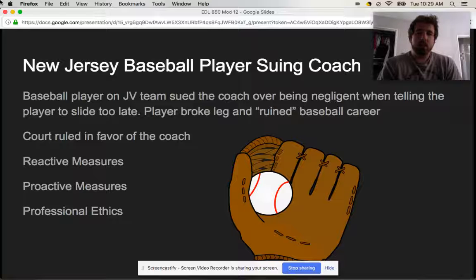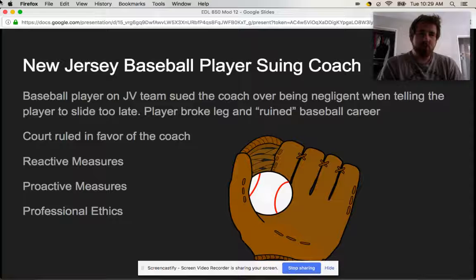The court did rule in favor of the coach after a long process, but essentially they were trying to figure out, was the coach being negligent? Was he not paying attention well enough at the game and then made a poor decision? As far as reactive measures, I think the same things would happen in my school that happened in this case: a long drawn out court case, lots of testimonies as to what happened in the game. This coach might have been looked into to see, is this coach actually trained to coach baseball? Is this somebody that has a good background?